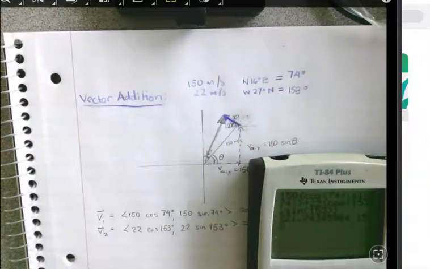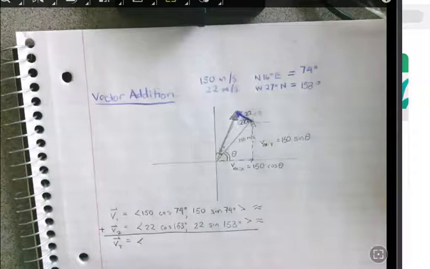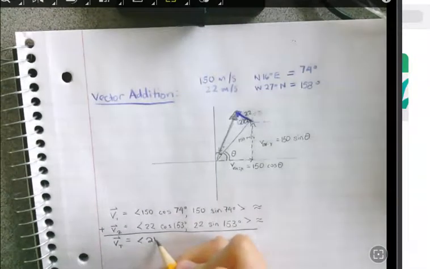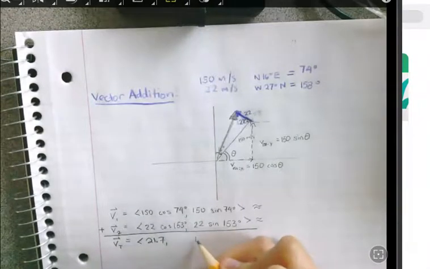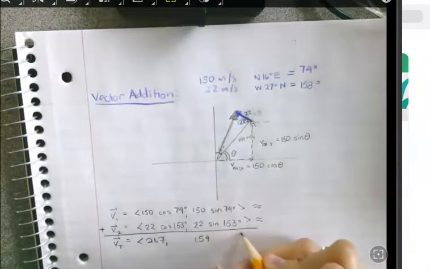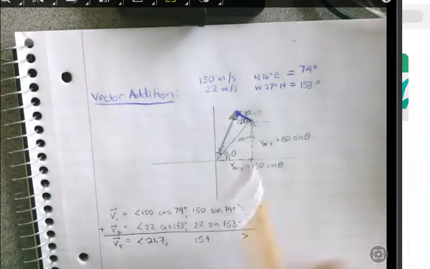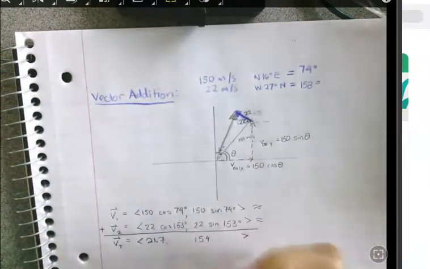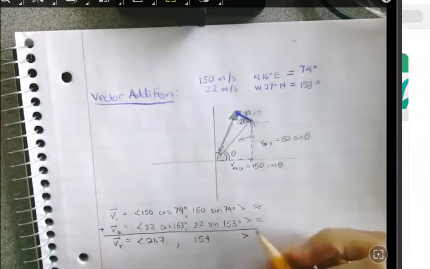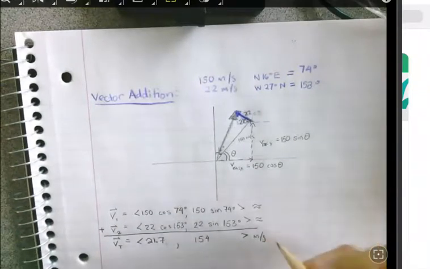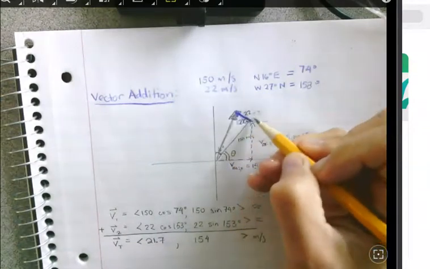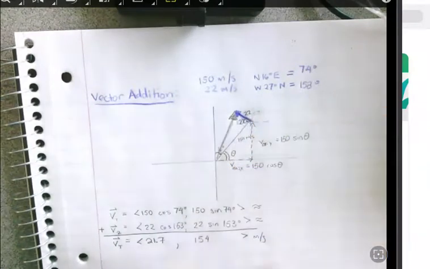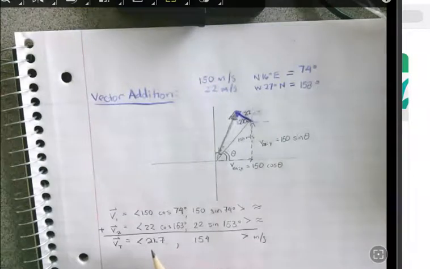21.7 in the x direction, 154 in the y direction. There's your resultant. Write it down. Check the sign. 21.7. That's positive. Check the sign. 154. That's positive. We are in the first quadrant. Our assumption was correct. Our picture was correct. Here we are going north and a little bit easterly, but not as much as we would have done before.